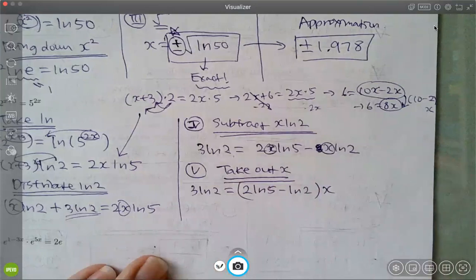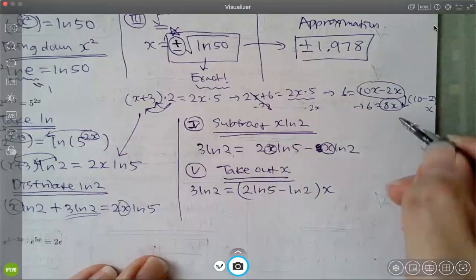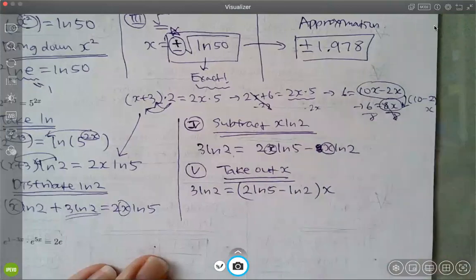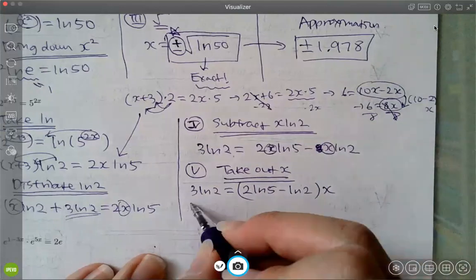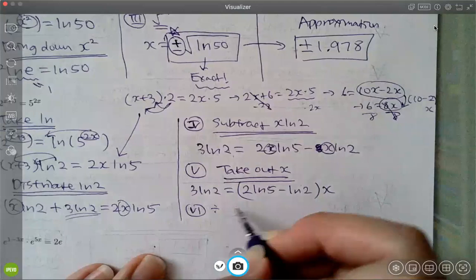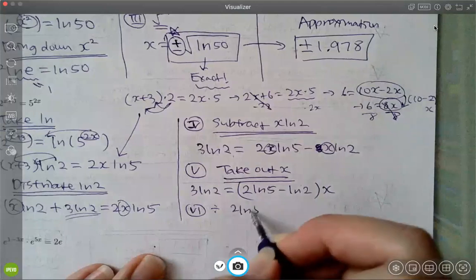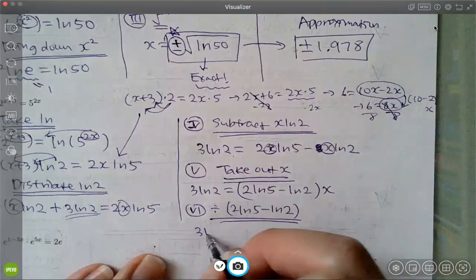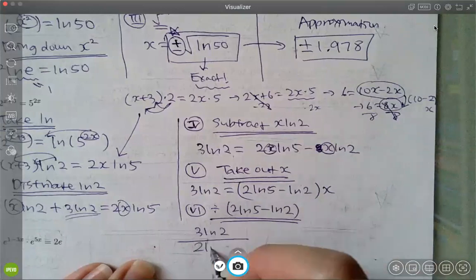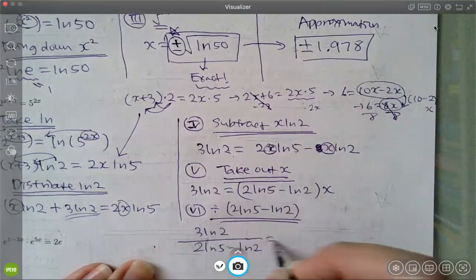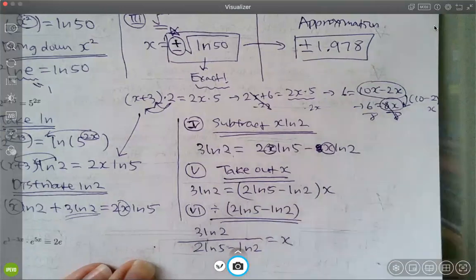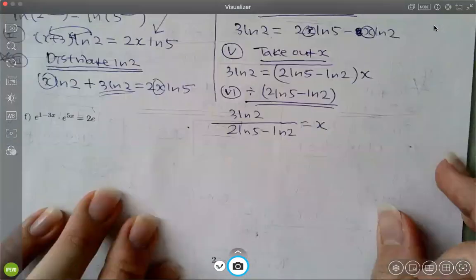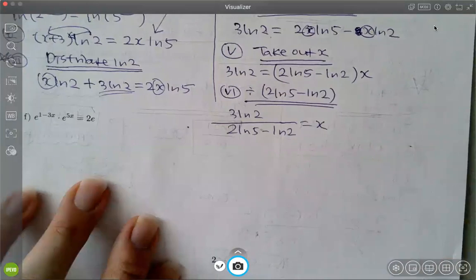And then hopefully you see what to do. So here you divide by what's in front of x, which is 8, right? And so here, what you do is divide by 2 ln 5 minus ln 2. So you have 3 ln 2 all over 2 ln 5 minus ln 2 is equal to x. And that is the exact form.